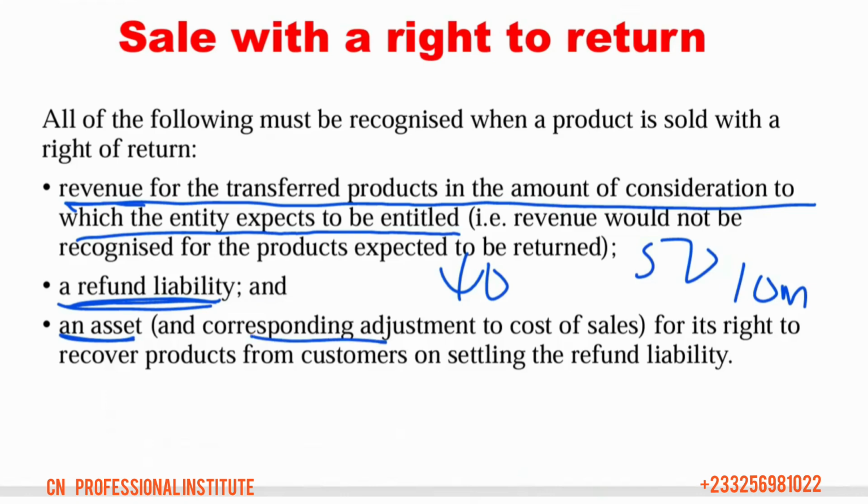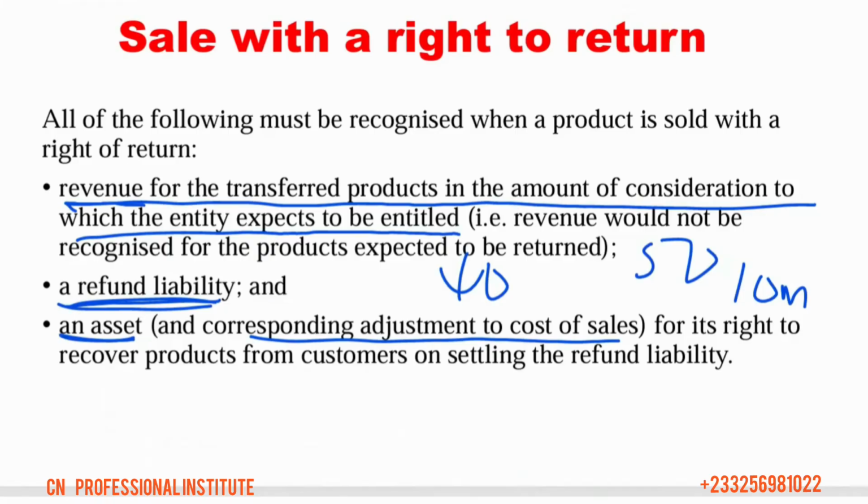And this is a corresponding adjustment to cost of sales for its right to recover products from customers on settling the refund liability. So the customer has the right to return. So you have an asset. If the customer should return the goods to you, you have an asset, your cost of sales. The customer will return the 10 million to you, and that will increase your what? Your cost of sales. Sorry.